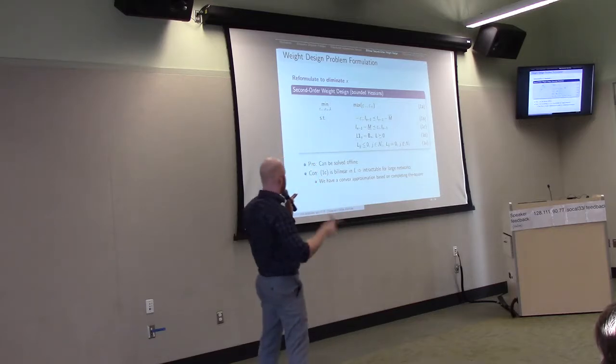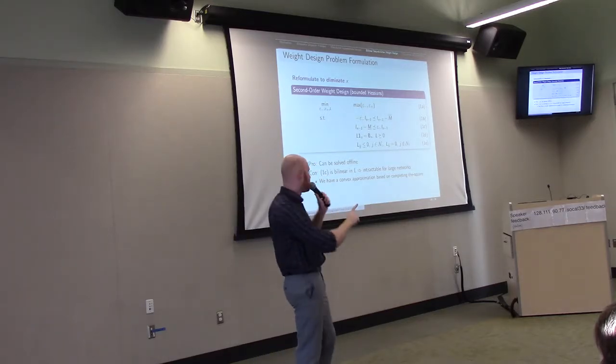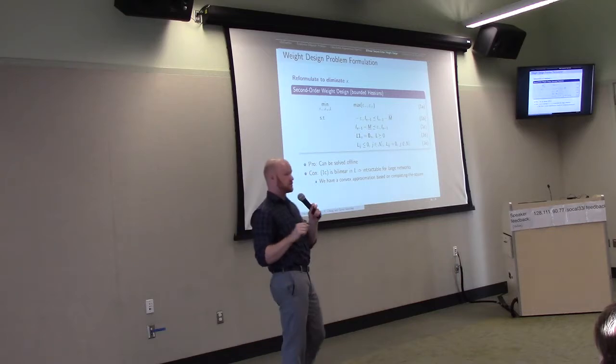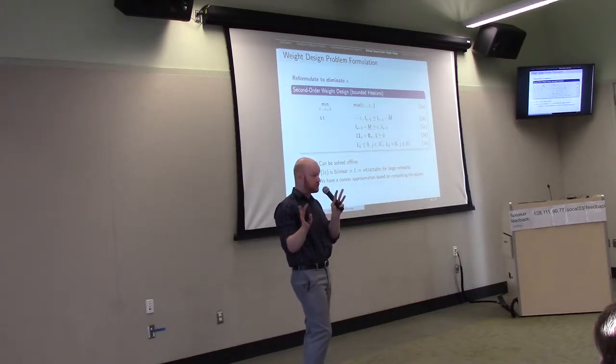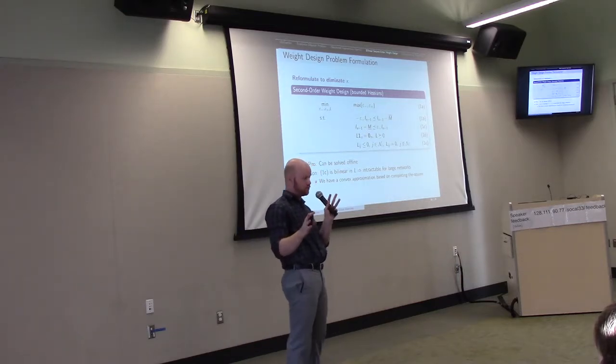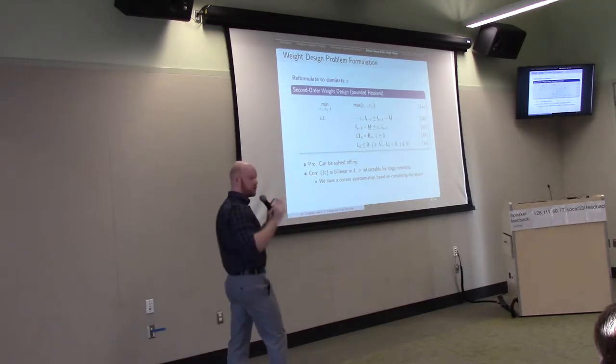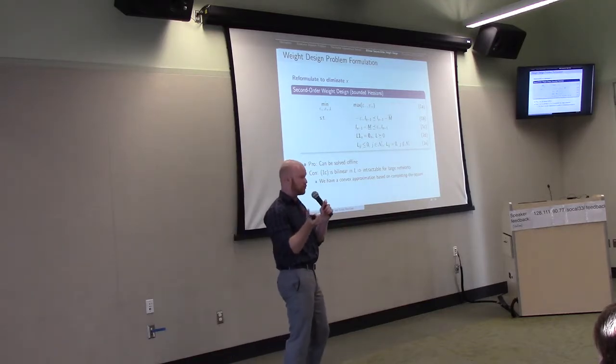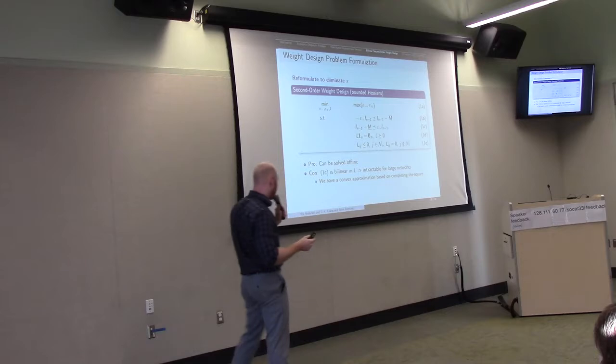And so the good news, this can be solved offline. If you get some solution L star from this problem, then that can be implemented as long as you don't change the cost functions. You could change the constraints online if you need to, but if the costs stay the same, then your L star will still be optimal for those costs.